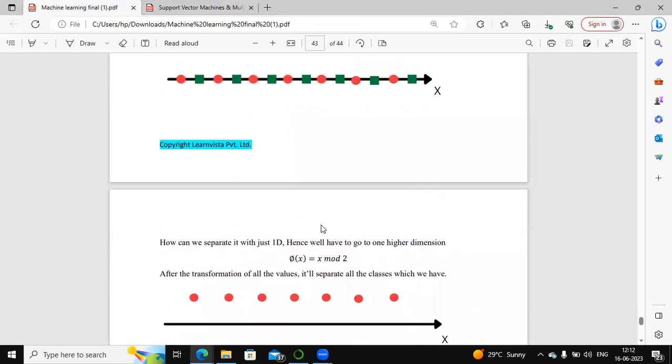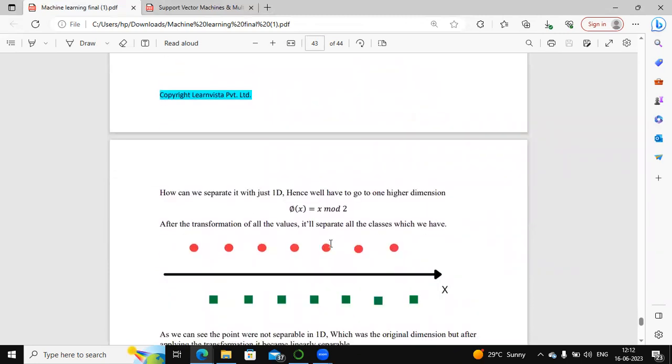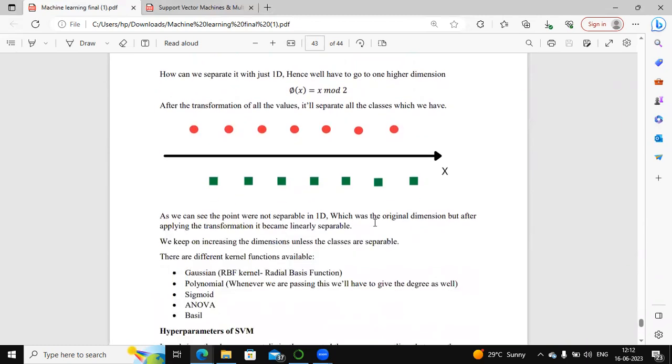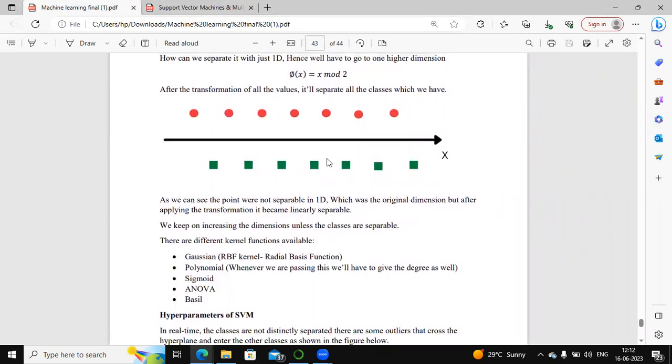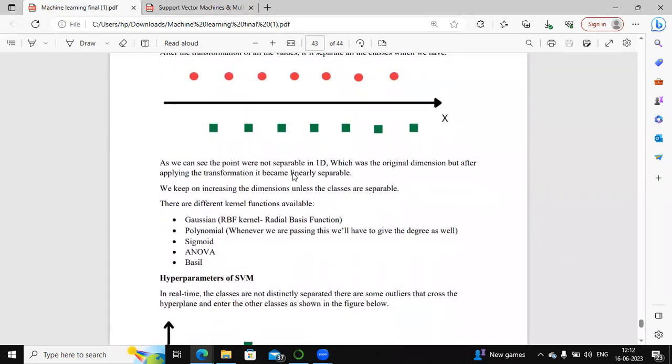If this was not separable even in n plus 1 dimensions, then we would have had to go for n plus 2 dimensions, but that was not the case. In n plus 1 dimensions, we were able to get the required results. So we keep on increasing the dimension until the classes are separated. That we need to understand.